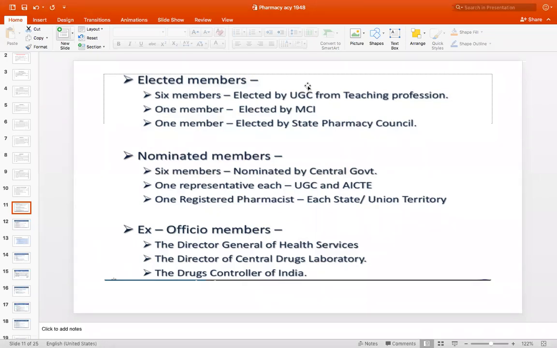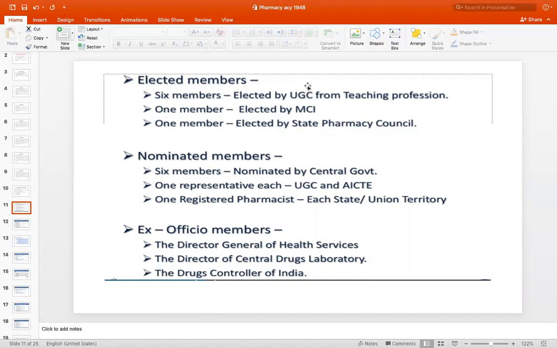Next comes nominated. The first one, we call it elected because they are elected from certain governing bodies like UGC, MCI, and State Pharmacy Council. Here, nominated means they are nominated from central government, state government, UGC, or AICTE. From these governing bodies, they are nominated.